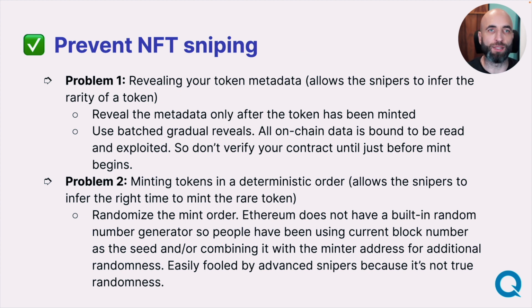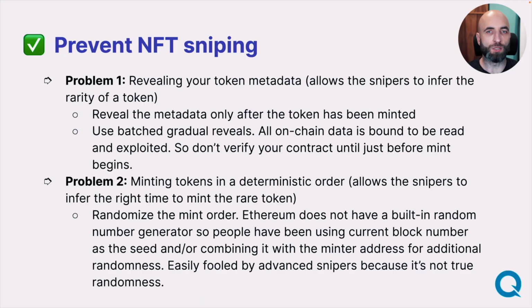So, preventing NFT sniping. It's not easy to prevent NFT sniping, and there are a couple of problems with it. Problem one is revealing your token metadata. When you reveal your token metadata, it's all public, all on the blockchain, all can be read by anybody. So even if you verify your contract just before minting begins, so that there is less time to have a look at the contract, that actually favors the NFT snipers and bots because they can do it more effectively and faster than all the other users.